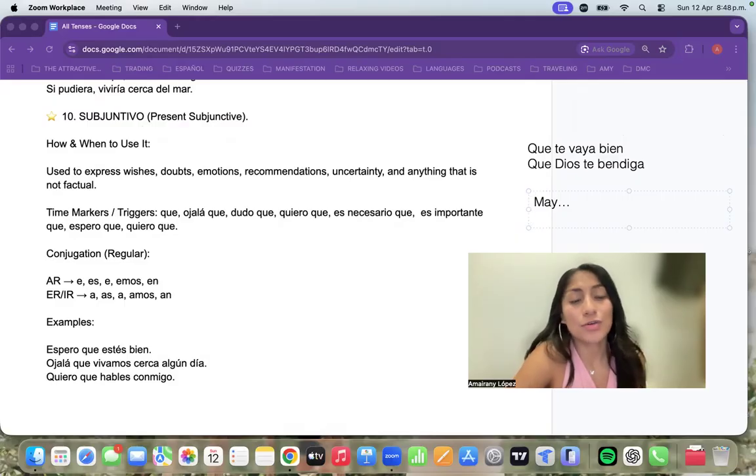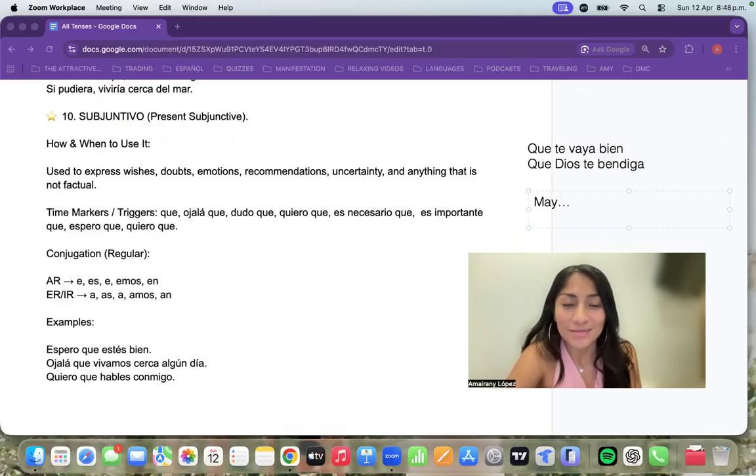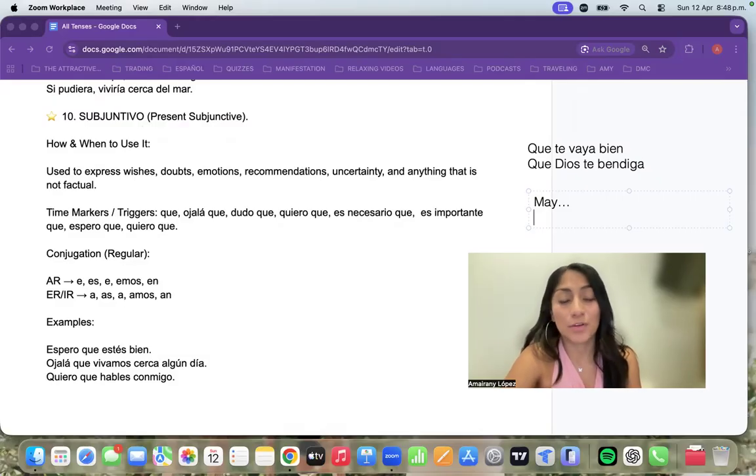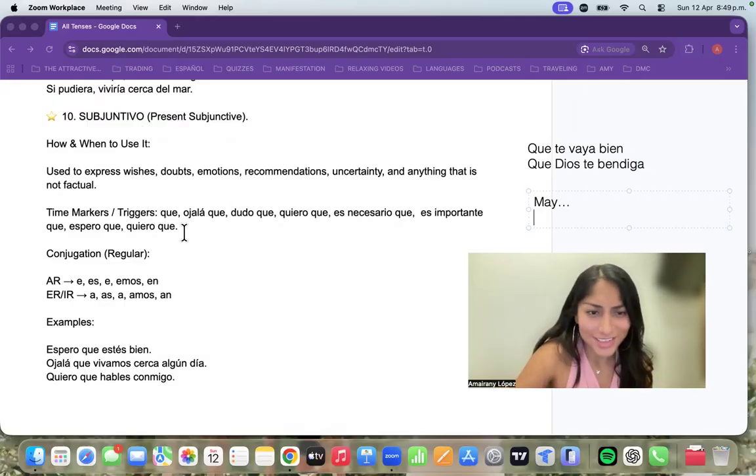The time markers or triggers are "que," just "que," for example, "que te vaya bien," "que Dios te bendiga," and "ojalá que," hopefully, or I hope that; "dudo que," I doubt that; "quiero que," I want that; "es necesario que," it is necessary that; "es importante que," it is important that; "espero que," I hope that; and "quiero que" is twice, sorry about that.